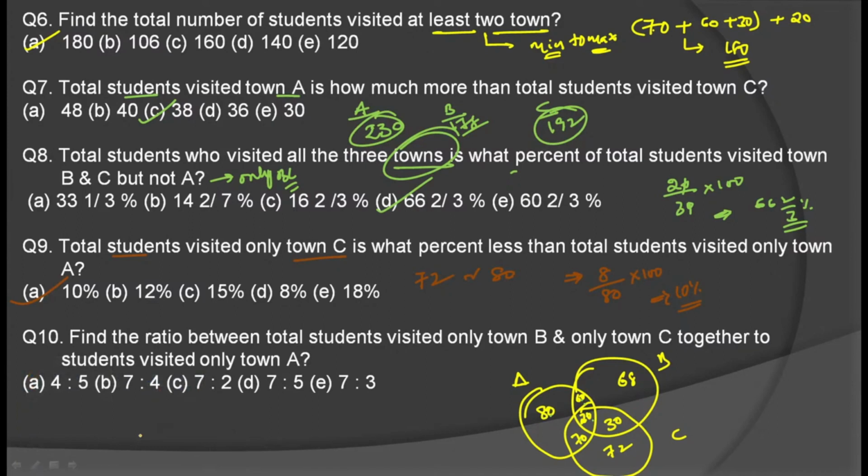Now, Purvi, total students who visited town A is how much more than the total students who visited town C? Town A value, the entire A circle is how much more when compared to the entire C circle, Purvi? You just find the difference. Find the ratio between the total students who visited only town B and only town C. Town B and town C only, 68 plus 72, together to the number of students who visited only town A, 80. So the sum of these values is equal to 140 is to 80. 0, 0 cancel. 2 7s are 14, 2 4s are 8. Now the ratio becomes 7.